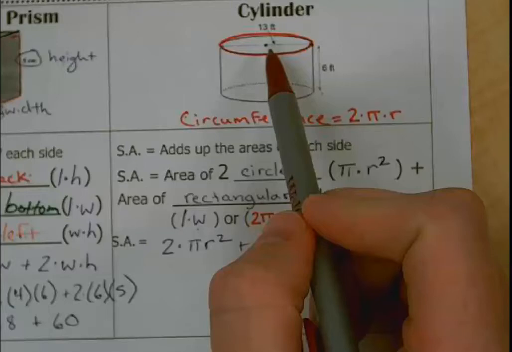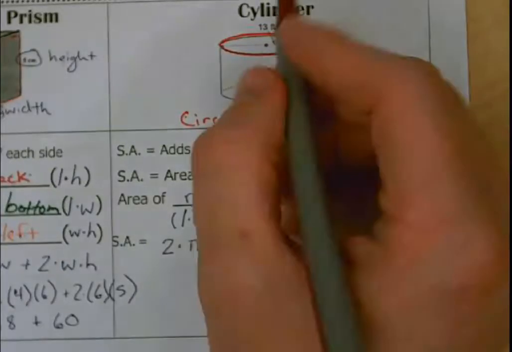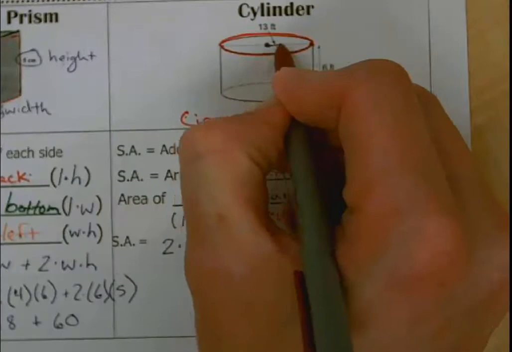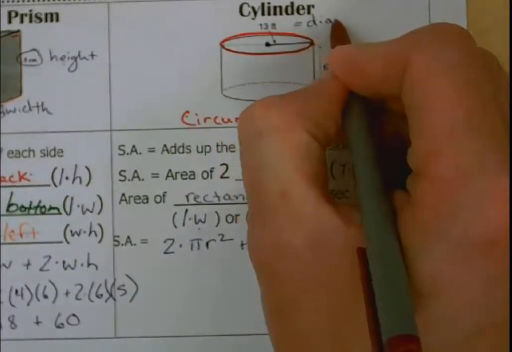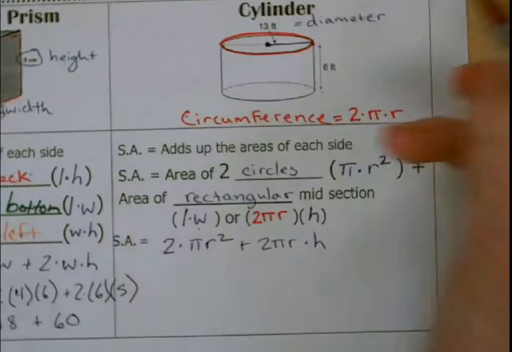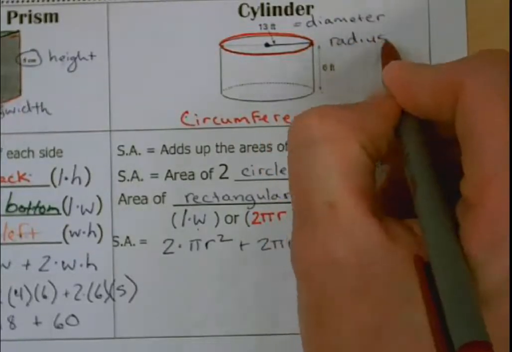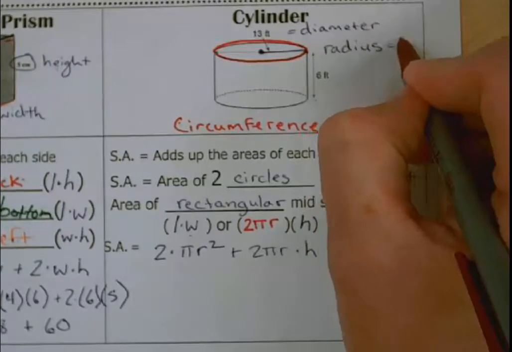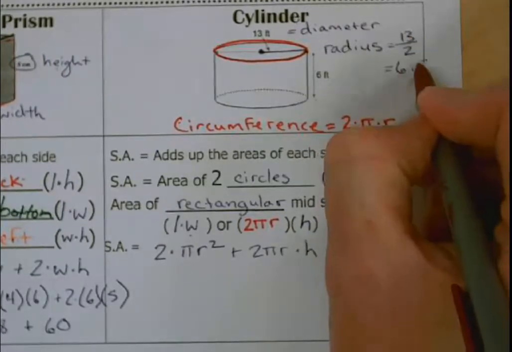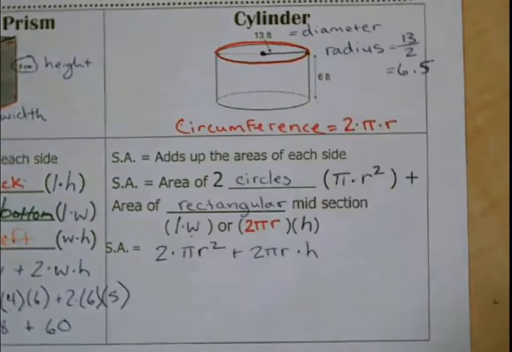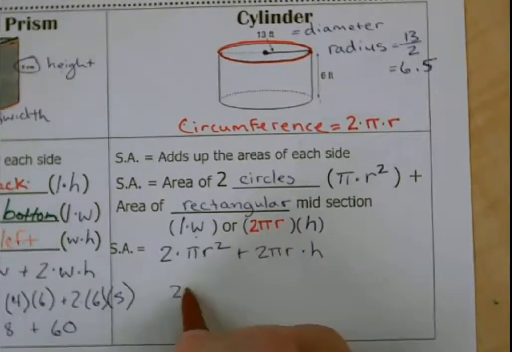But whoever wrote this problem tried to play a trick on us. Instead of giving us the radius, which is just halfway across the circle, they gave us the whole diameter, which is all the way across. But that's okay, because I can find the radius by dividing the diameter in 2. This gives me a radius of 6.5, which I can plug in for r in this formula.